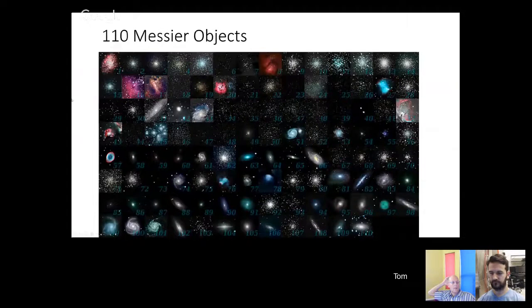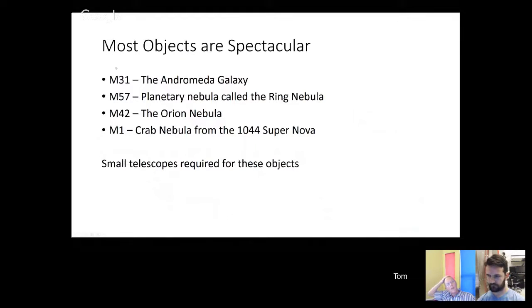So there is a chart of 110 of these Messier objects. This is a collage of the 110. See upper left, there's the Crab Nebula, M1. Then there's some galaxies in here, Pleiades. There's M57, the Ring Nebula, and these are all best seen, or most of them are best seen with binoculars or a small telescope.